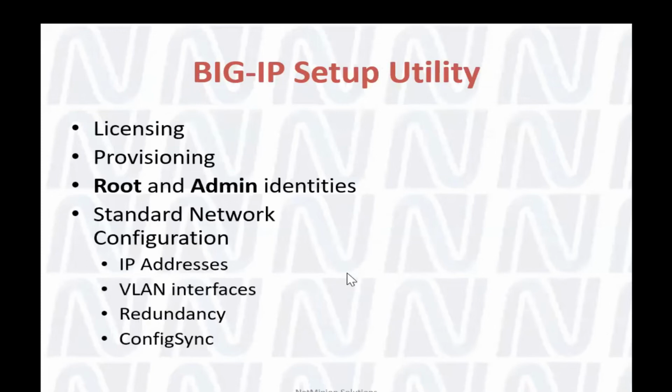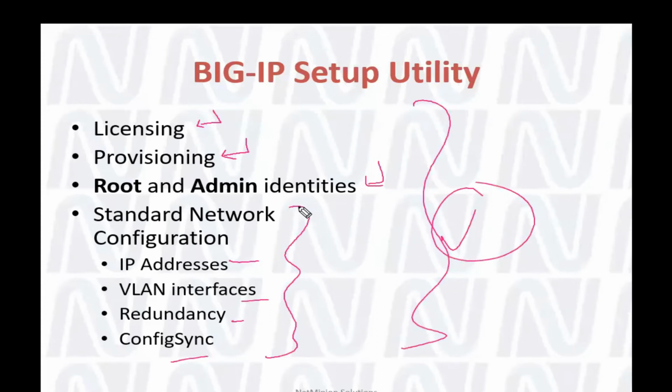So when we need to do the configuration, how do we need to start in the lab? Even in the lab, when you need to do the configuration, the very first thing is licensing. Then you need to do the provisioning. What is the difference between licensing and provisioning? I will cover that after this slide, but I am just giving you the list first. Put the root and admin, set up your network, IP address, VLAN, interface, redundancy, config sync, whatever you need to do. Set up all of these things, and you are ready to use your F5 lab. So that is what we need to do.